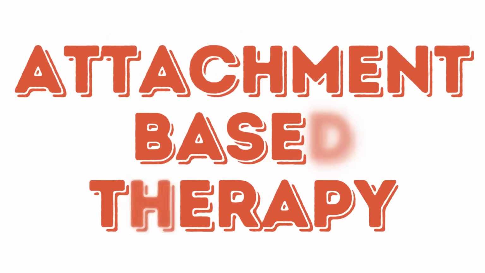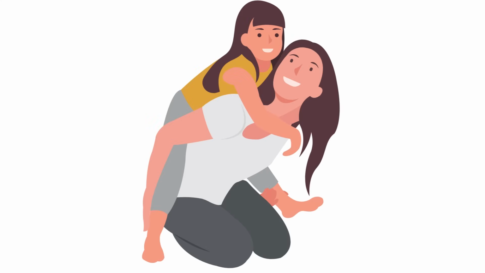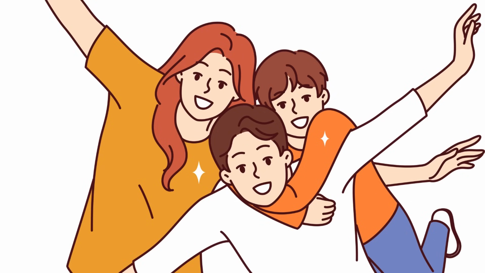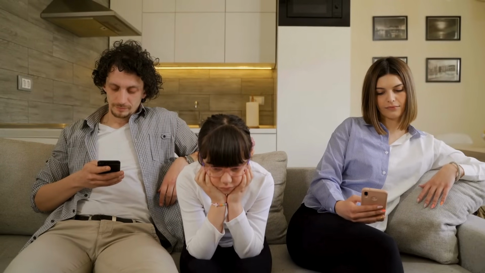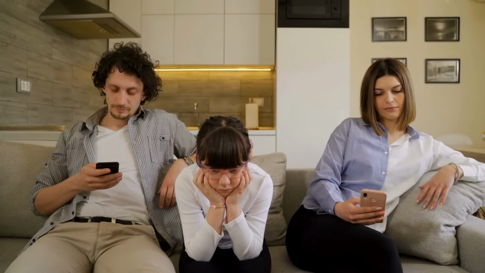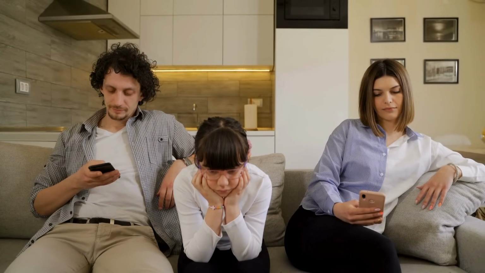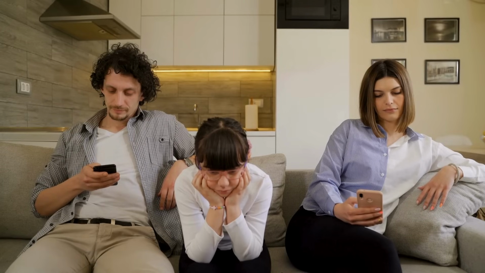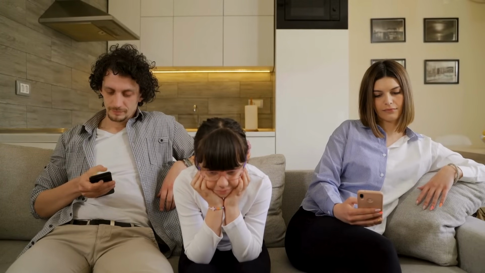4. Attachment-based therapy. Concept. This model focuses on strengthening the child's attachment to their primary caregivers. It is based on the idea that a secure attachment forms the foundation for healthy emotional development. Example, a child with attachment issues due to early separation from parents might work with a counselor to build trust and secure attachment with their current caregivers.